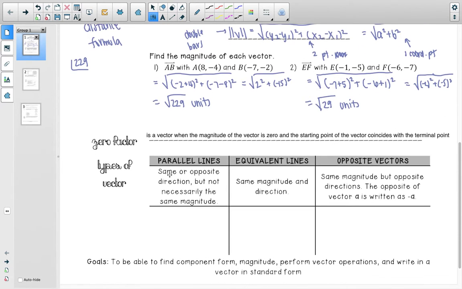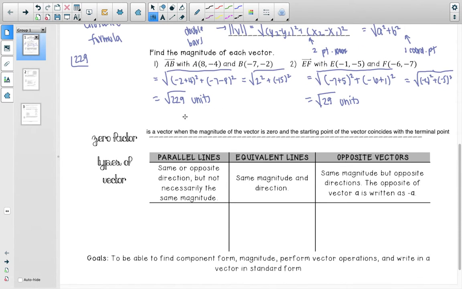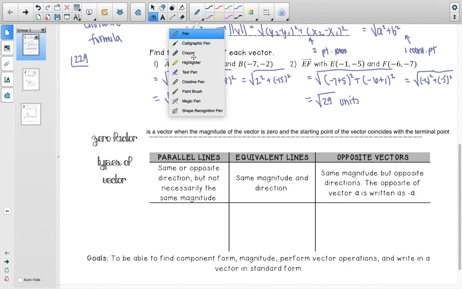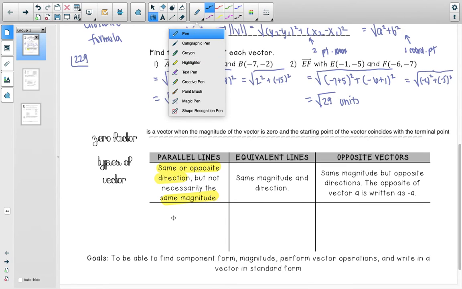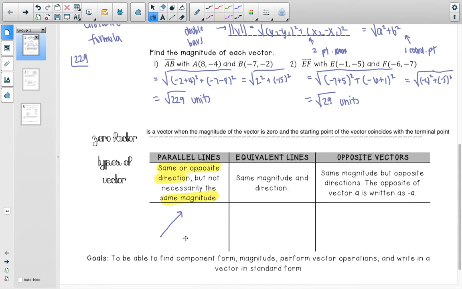And then I want to go over the types of vectors. So this should be kind of cut and dry. Parallel vectors have the same or opposite direction, but not necessarily the same magnitude. Just saying that the lines are parallel, okay? Parallel lines. And let's draw that a little bit better. They could be different, like this could be like this, but we're going to say they're parallel. They're not going to intersect.